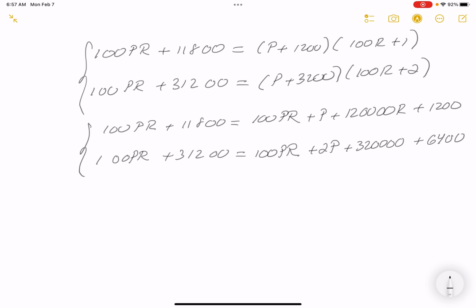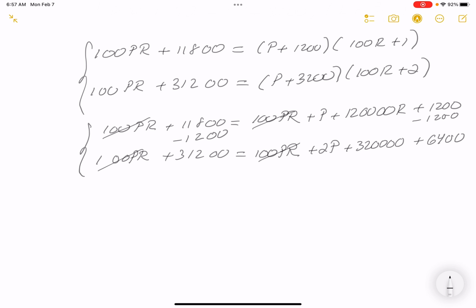All right, I want to keep going, and I want to concentrate on certain things. Some of the things that are nice to concentrate on: I'm noticing immediately I can cancel 100 PR from both sides of both of the equations, and that seems to be pretty simple to do. The next thing I want to do, looking at it, is subtract 1200 from both sides on this equation.